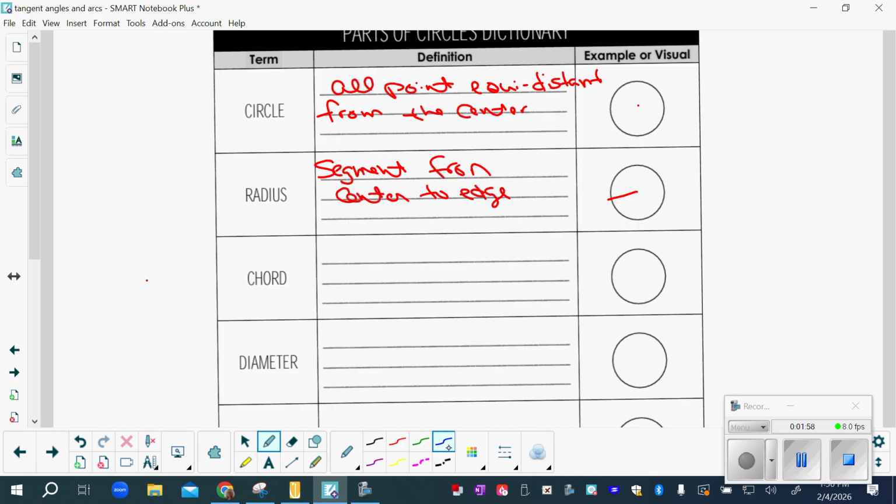So on this one, a chord is a segment that touches, sorry, my writing's so bad, both sides. But it doesn't have to go through the middle. Sometimes it goes through the middle, and sometimes it doesn't, right? So, oh, sorry, this is so off. I hate when my board is off. Boom. Oh, that's a special chord.